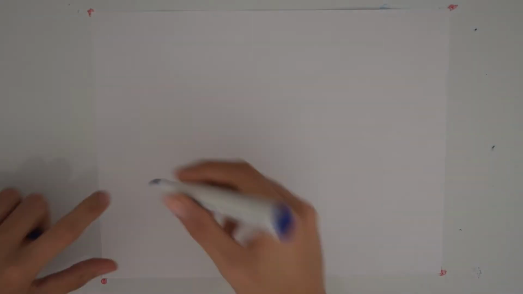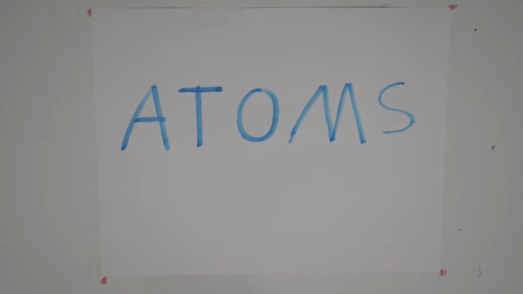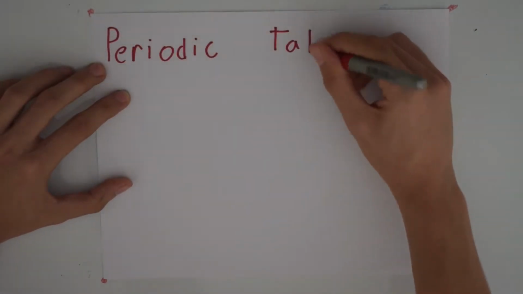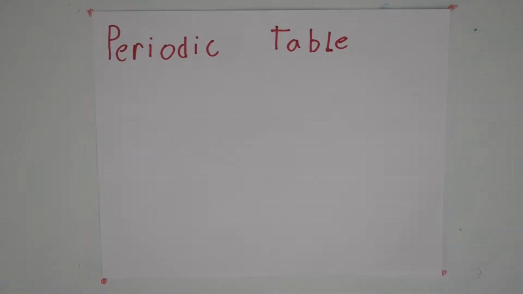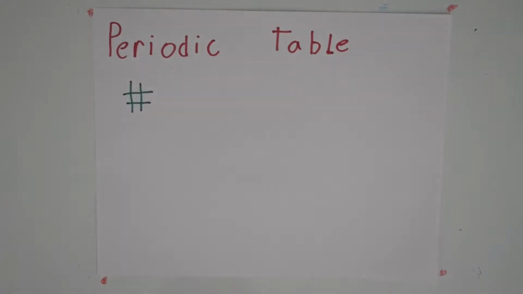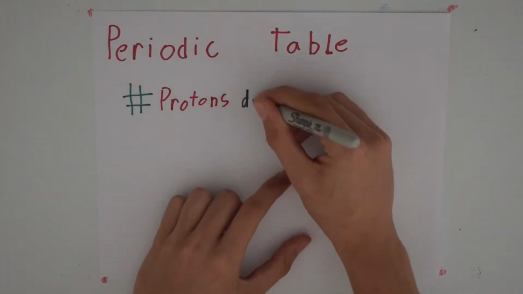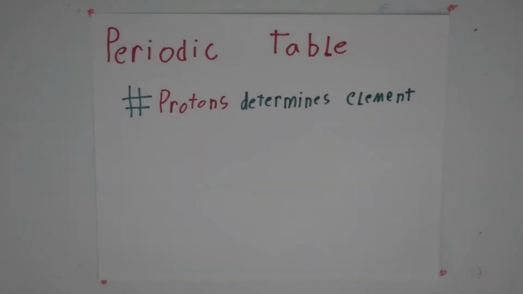Welcome back. So this video includes more information about atoms and about the purpose of each subatomic particle. Hopefully at this point you should be familiar with something called the periodic table, which is just this table that includes all of the known elements. The most important subatomic particle to the periodic table is the proton. This is because the number of protons an atom has determines which element it is.